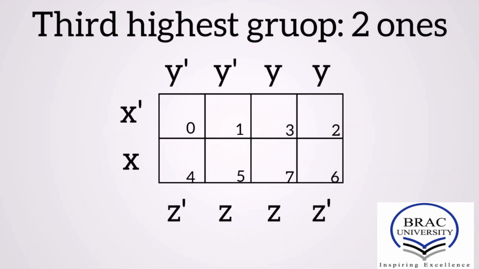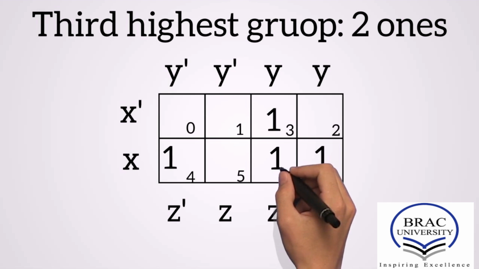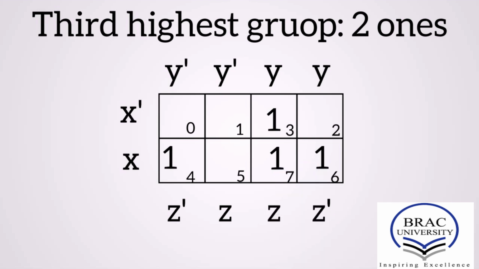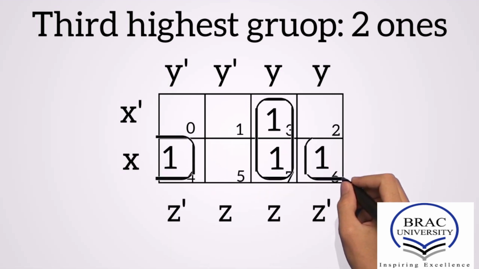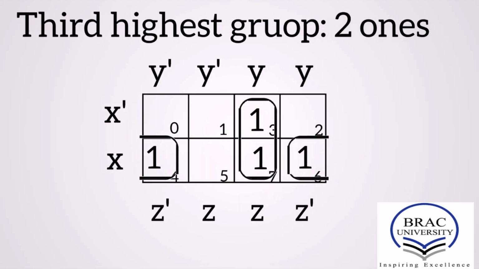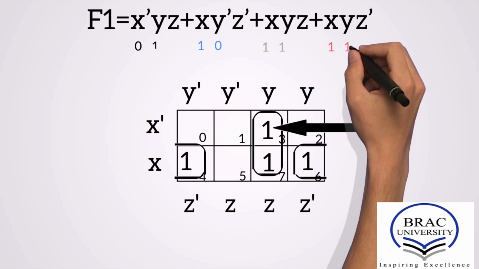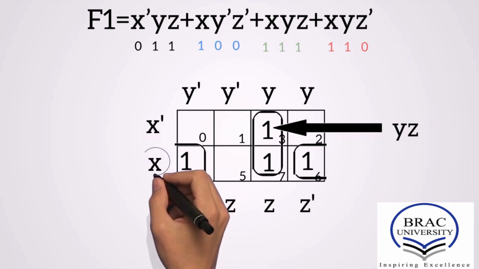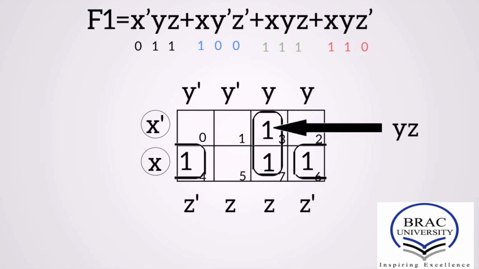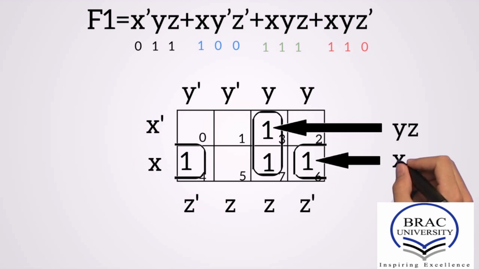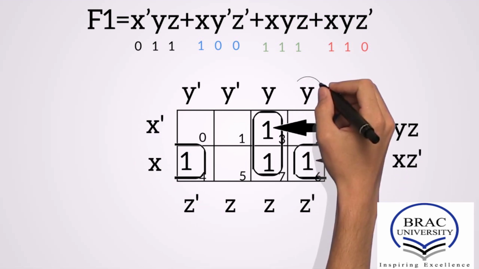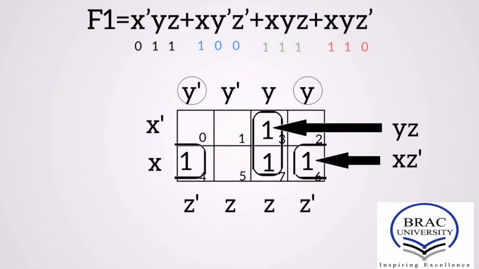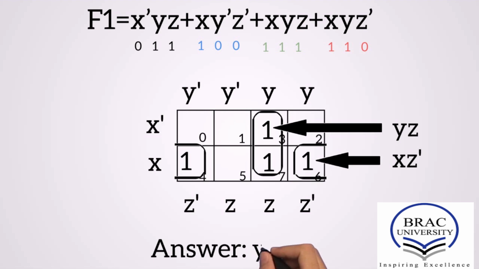The third highest grouping is of 2 ones. Any adjacent one can be grouped together. We can fold the corners and group the corner one as well. In this case, the first group has yz in common. X and x prime is a mismatch. In the second group, x and z prime are common. Y and y prime are a mismatch. So our answer is yz plus xz prime.